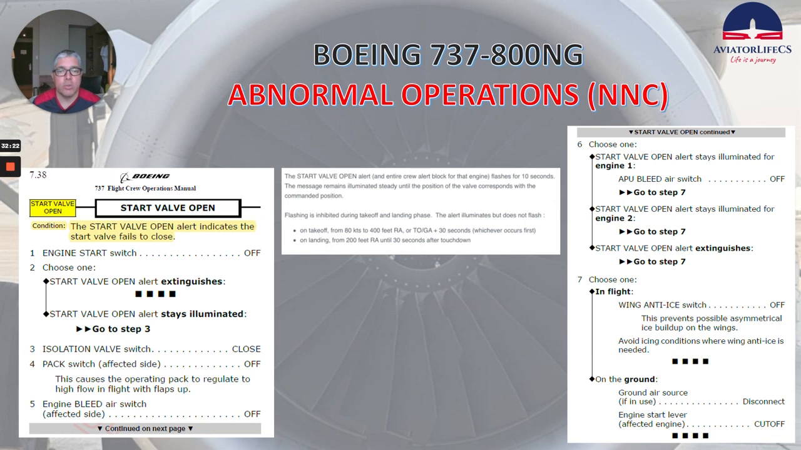Flashing is inhibited during takeoff and landing phase. The alert illuminates but does not flash. On takeoff, from 80 knots to 400 feet RA, or TOGA plus 30 seconds, whichever occurs first. On landing, from 200 feet RA until 30 seconds after touchdown.